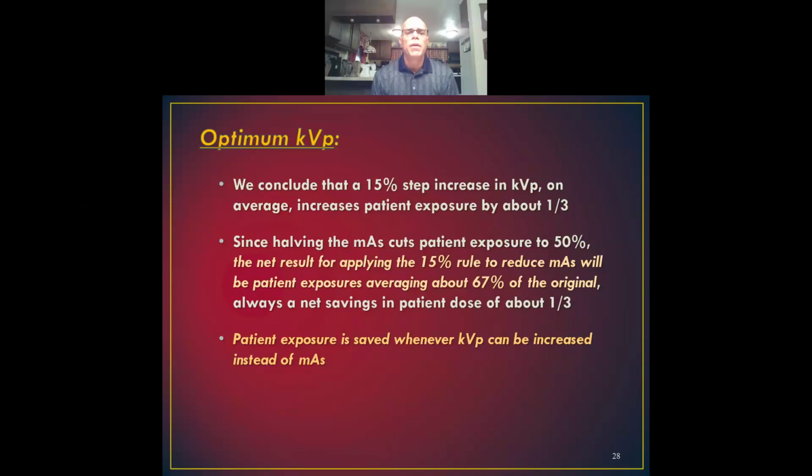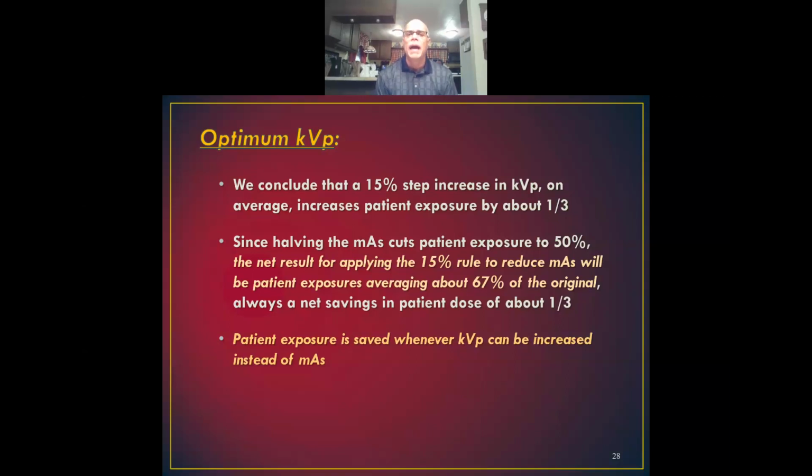So, optimal KVP: we conclude that a 15% step increase in KVP on average decreases patient exposure by about 1/3. By us simply going up 1 step, 15% in KVP, and halving our mass, we've actually reduced the patient exposure by 1/3, which is substantial. And it's telling you how we did that.